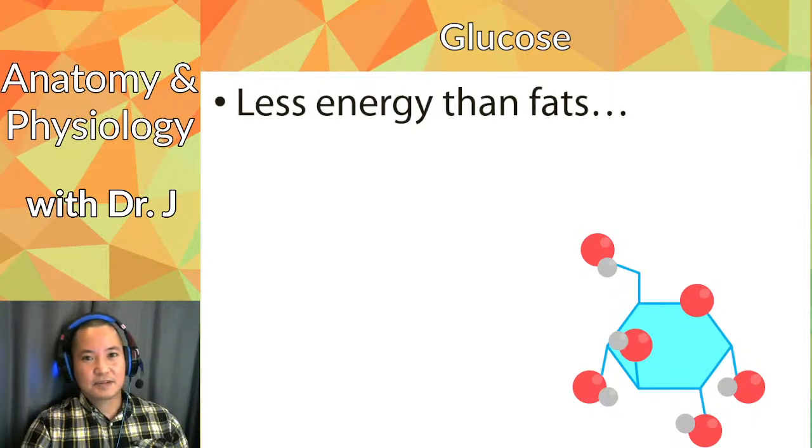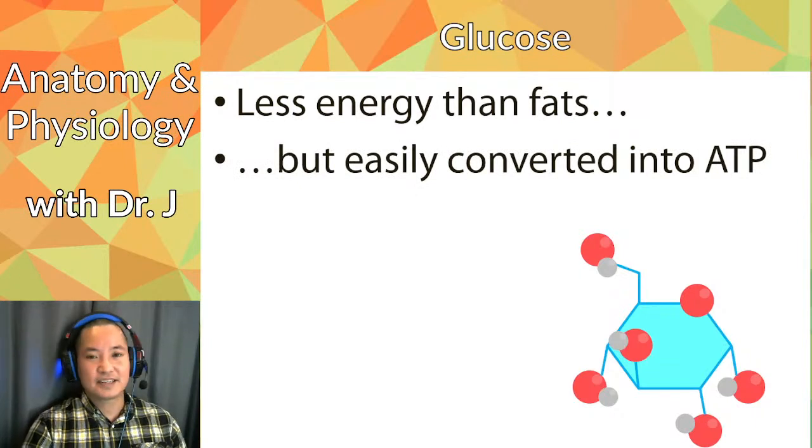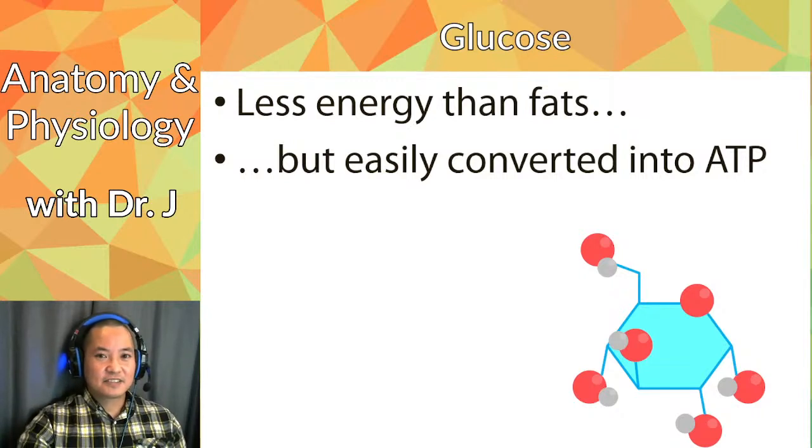But let's talk about glucose's energy content. Glucose has less energy content than fats, but it's easily converted into ATP. Even though it's only got 4 kilocalories per gram compared to 9 kilocalories per gram for fats, it's easier to use and burn and convert into ATP. So we have to talk about how we convert glucose into energy.